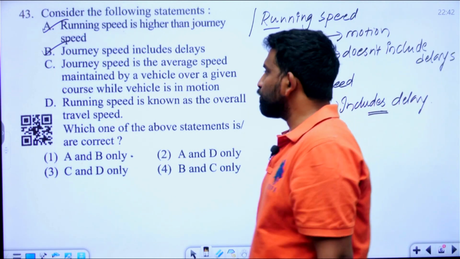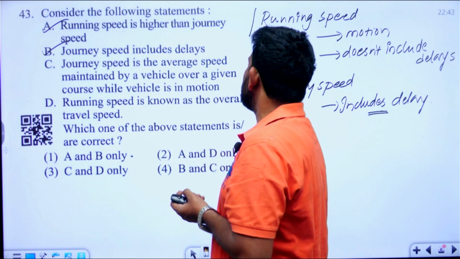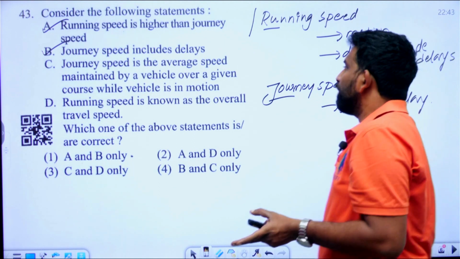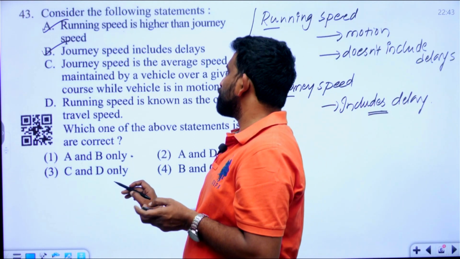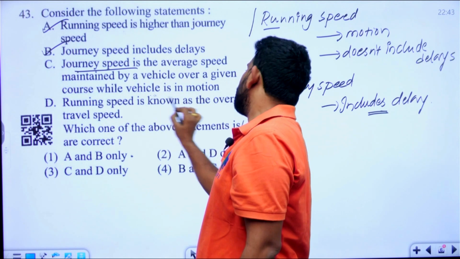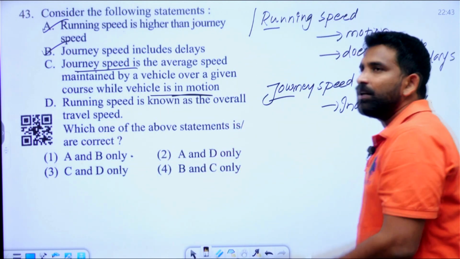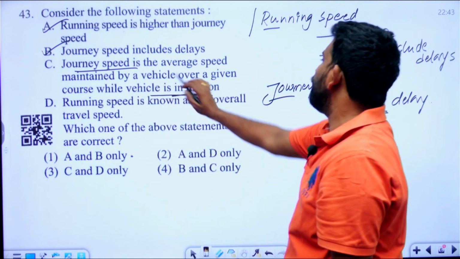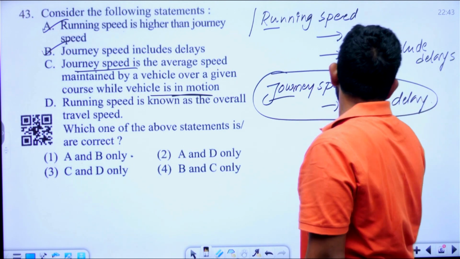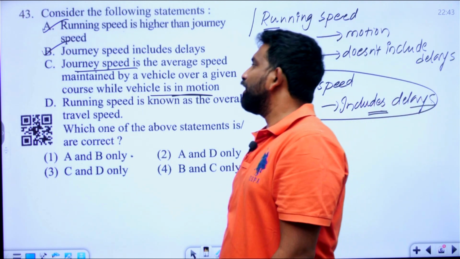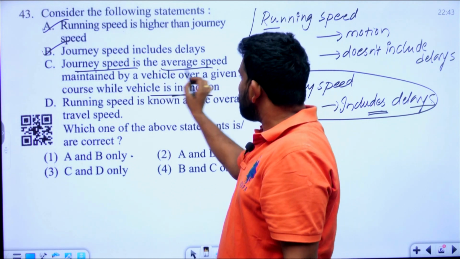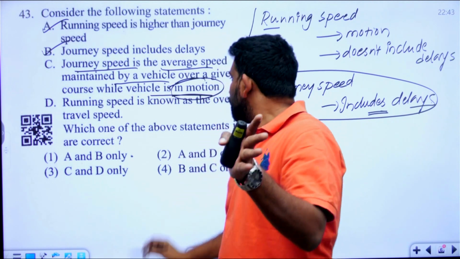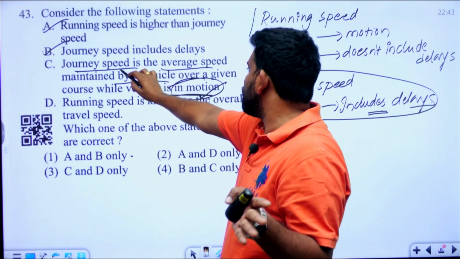Now let us see C and D also so that we will be able to have a clear answer. Journey speed is the average speed maintained by a vehicle over a given course while the vehicle is in motion. See here, journey speed in motion. Journey speed generally includes delays, so we won't consider it in terms of motion here, because we do know journey speed includes delays. So here the vehicle is considered to be in motion, but the vehicle won't ever be in motion throughout here, beta, because this is journey speed.